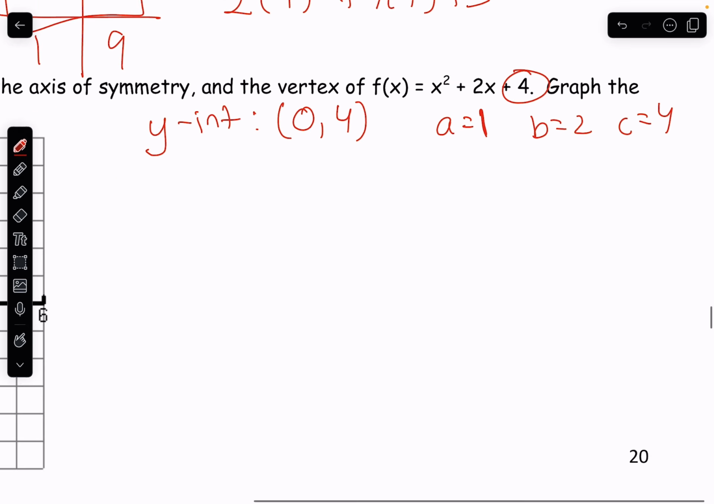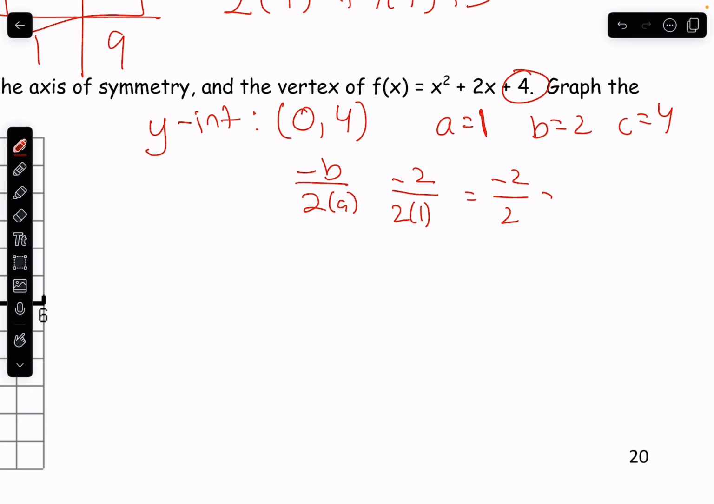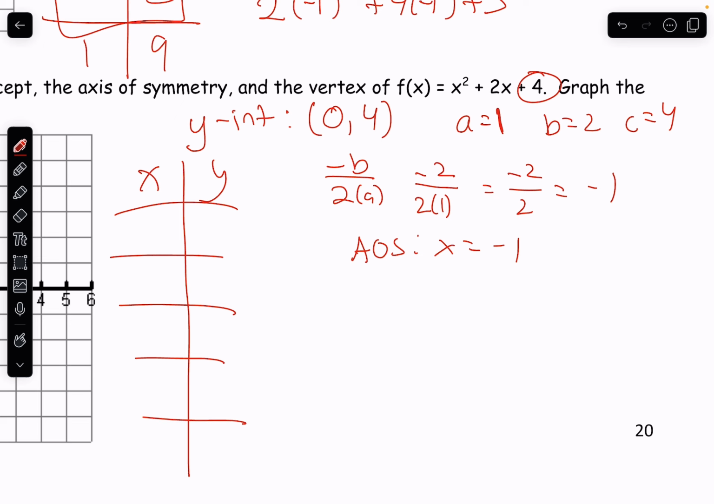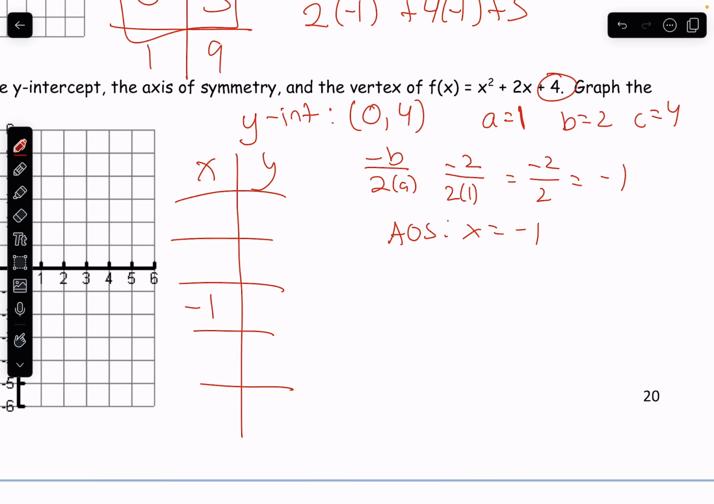So now we can go ahead and find our axis of symmetry and the x value of our vertex by doing -b over 2 times a, which is going to be -2 all over 2 times 1, which gives me -2 over 2, which gives me -1. So then I know that my axis of symmetry is going to be x equals -1, and I can start making my chart. I'm going to put a -1 here, and then to get the y value of my vertex, I can just plug a -1 in.